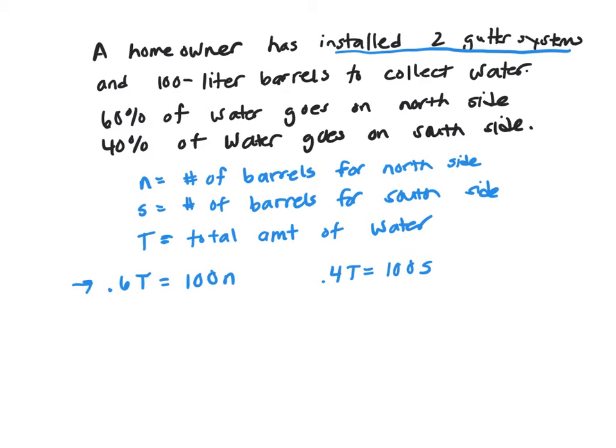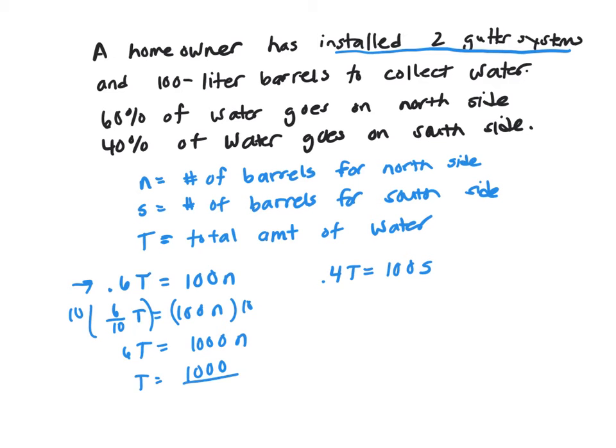And the first thing I'm going to do, I'm going to write this as 6/10 because you know I like fractions. And that's 6T equals 1,000 times N. If you multiply both sides by 10, you know it clears the fraction. And then I have T equals 1,000 over 6 times N.